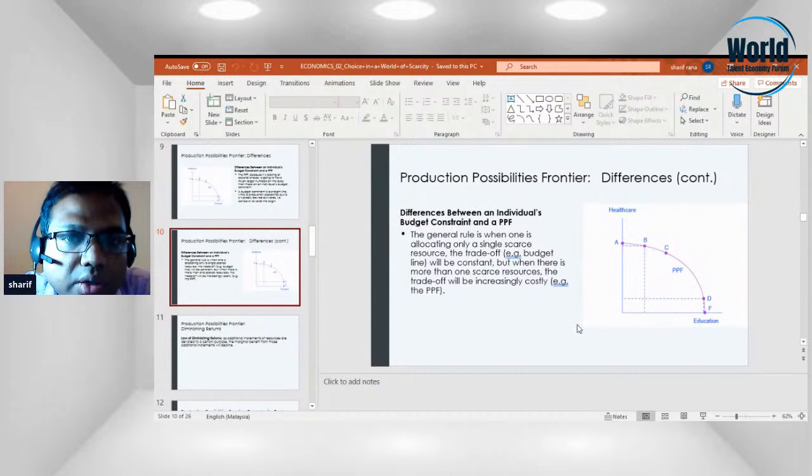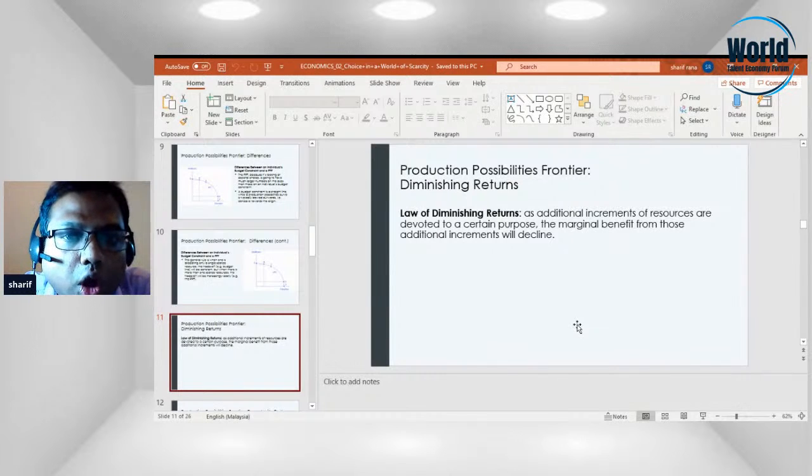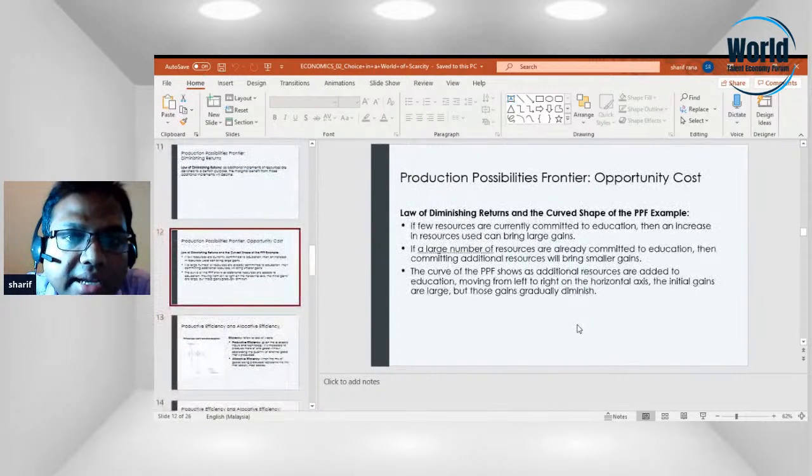The general rule is that when one is allocating only a single scarce resource, the trade-off will be constant. But when there is more than one scarce resource, the trade-off will be increasingly costly. Law of diminishing returns: as additional increments of a resource are devoted to a certain purpose, the marginal benefit from those additional increments will decline. Law of diminishing returns and the curve shape of the PPF: an example.